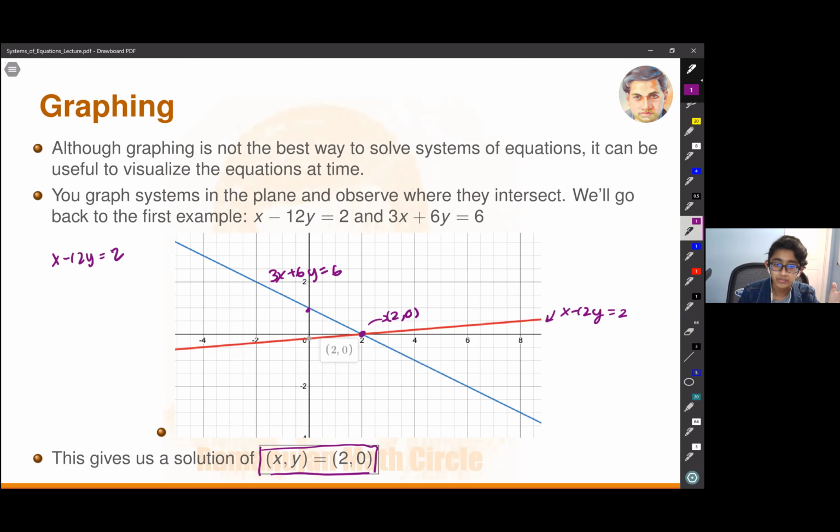Also, we'll cover this a little in the tips and summaries section, but in order to avoid fractions, oftentimes Gaussian elimination can be very useful. And graphing can be difficult in that front because the slope of this, for example, x minus 12y is equal to 2, happens to be positive 1 over 12. And so it's not very easy to graph this out.